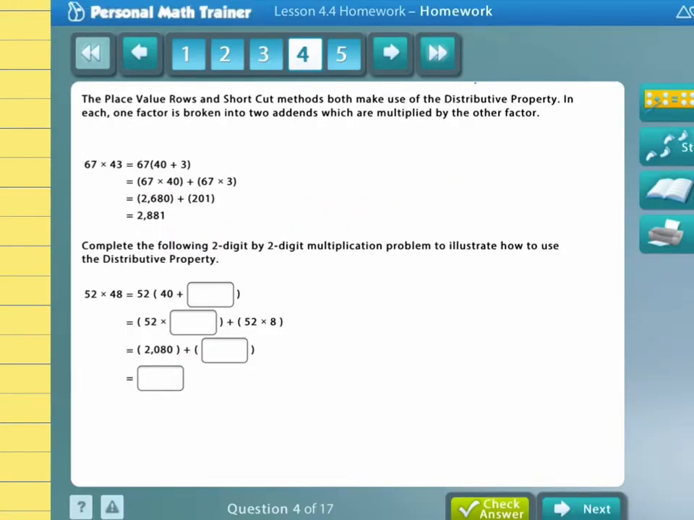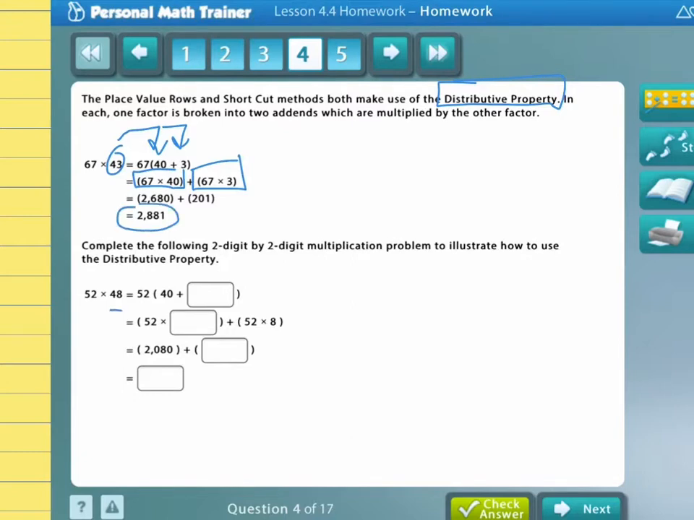In problem number 4, they're asking us to focus on the distributive property, which is basically dividing it, breaking it apart. I call it the break apart property. Here you have 43, and you turn it into 40 plus 3, breaking apart 43 into tens and ones. And then you distribute those. You say 67 times 40 and 67 times 3. And then you do each of those parts and you get your product.